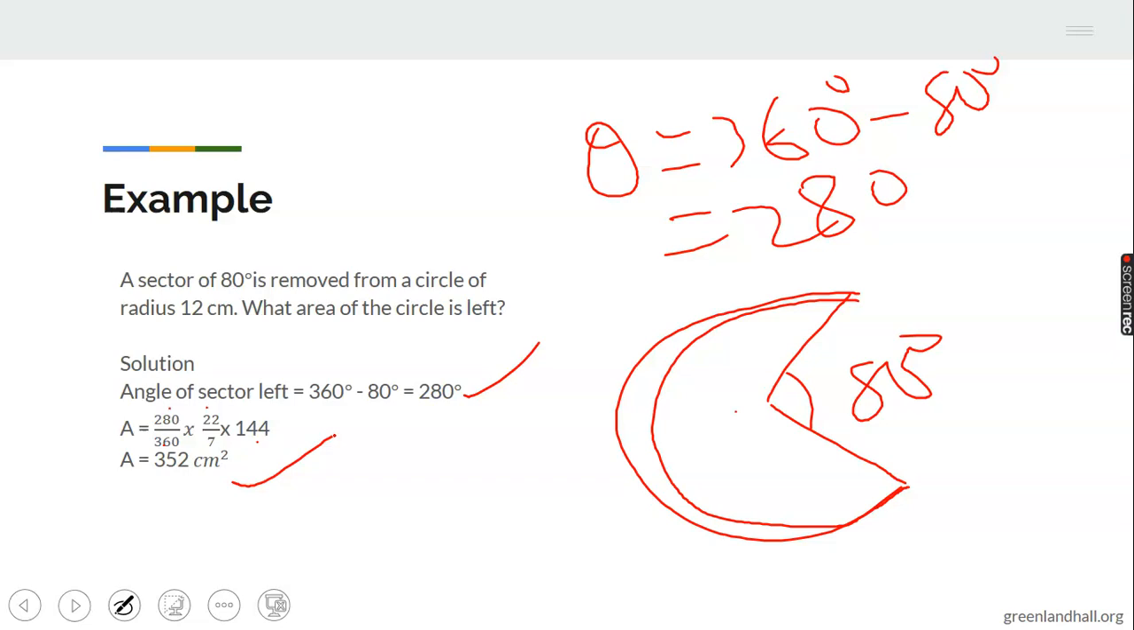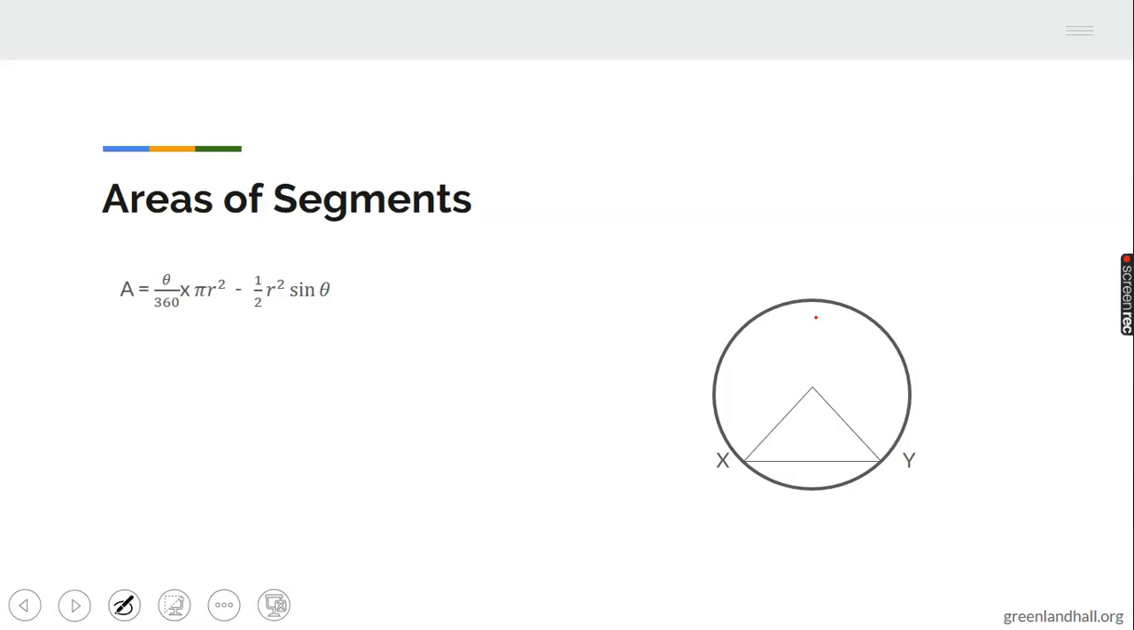Take note of that. Here is 12. So I move on now to area of segments. For the area of a segment, we want to find the area of this segment. Inside this sector, we have an isosceles triangle, and then a segment.